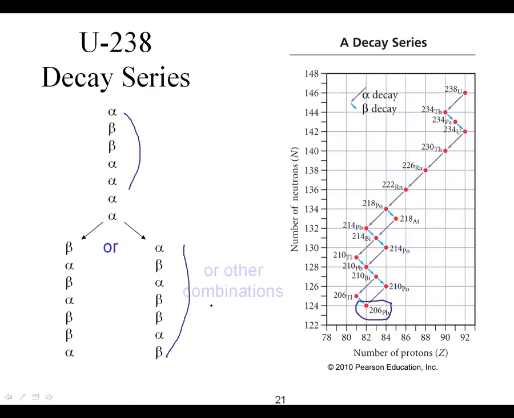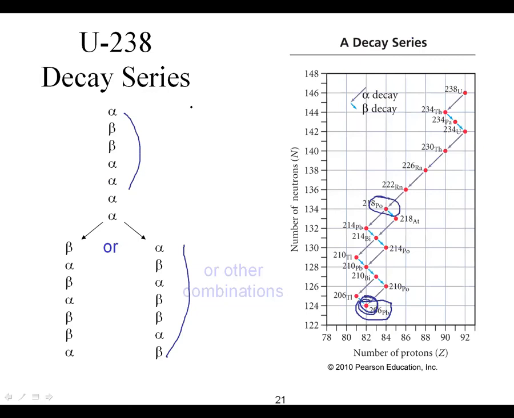individual step. But it ends up somewhere at lead 206 in this case, which is a stable nuclide. So both of those routes, as you can see, diverge right around here. But in the end, they both really do end up in the same spot over here at the lead 206.